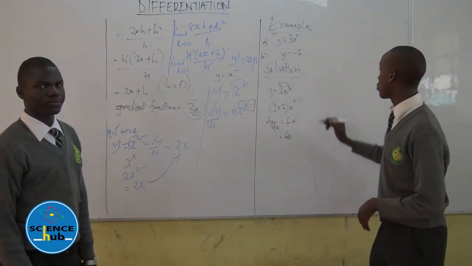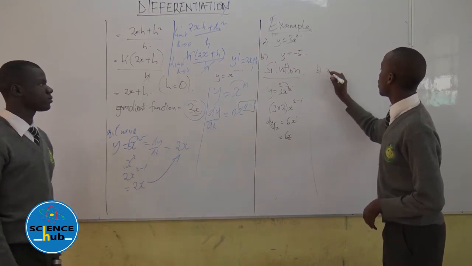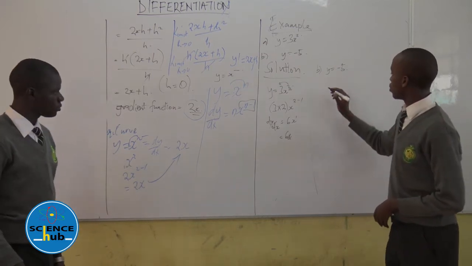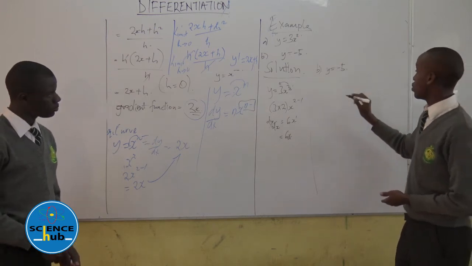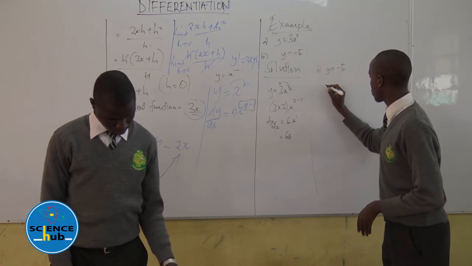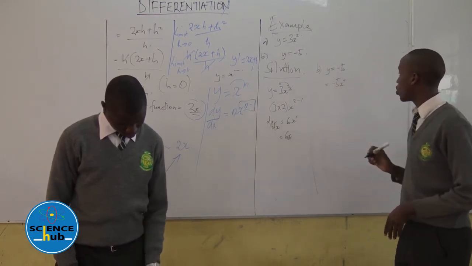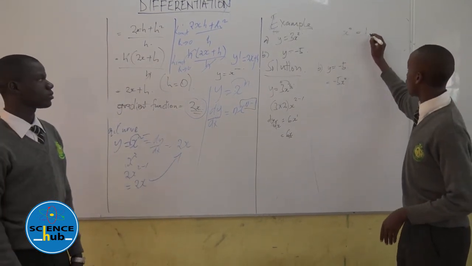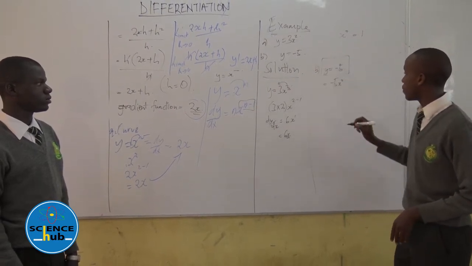So let us start with B. We have y equals minus 5. As we're looking for the gradient function, you have noticed that we don't have x. In this sense, x is there, but x equals x to the power 0. We know that x to the power 0 equals 1. That's why when we multiply with negative 5, the equation just remains like this.